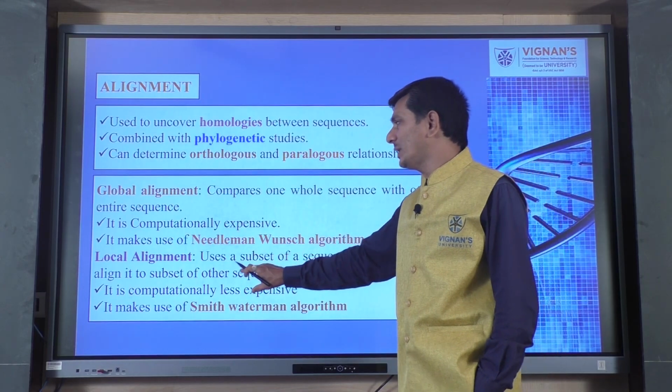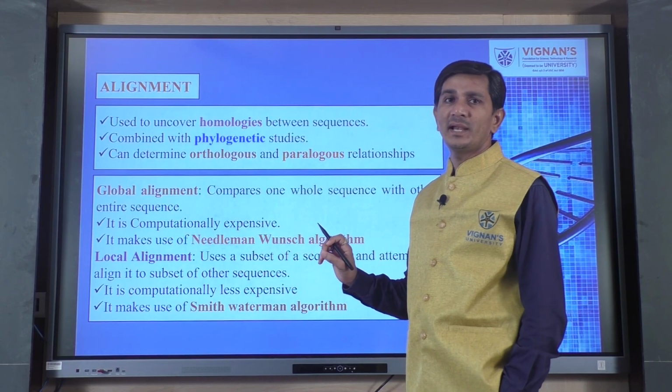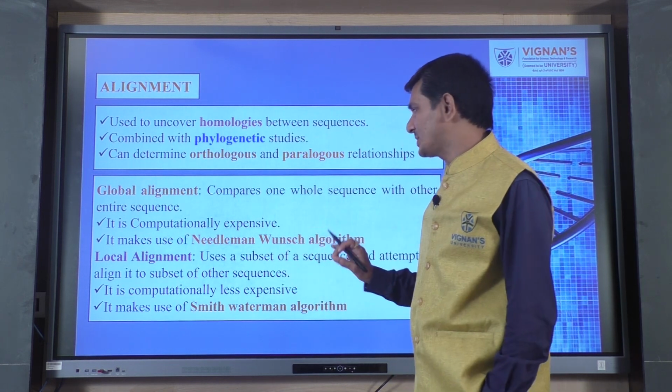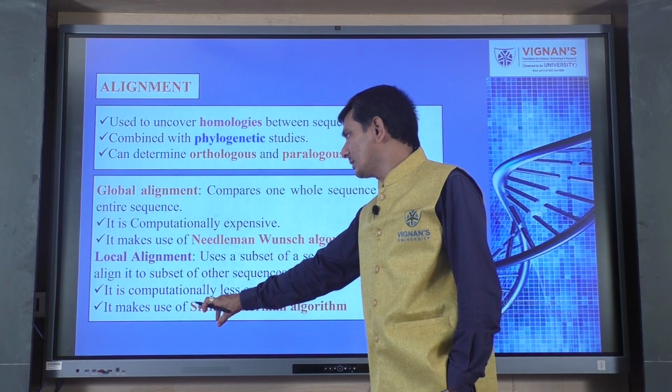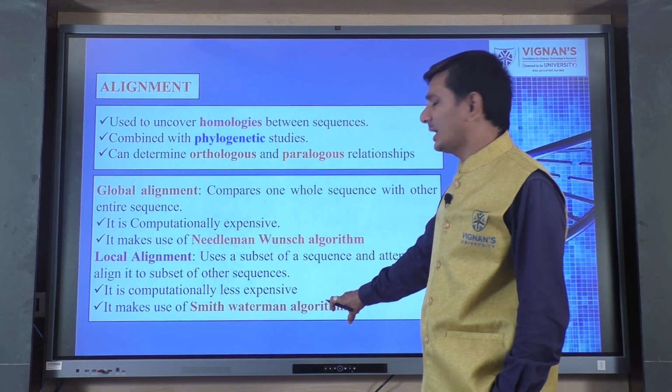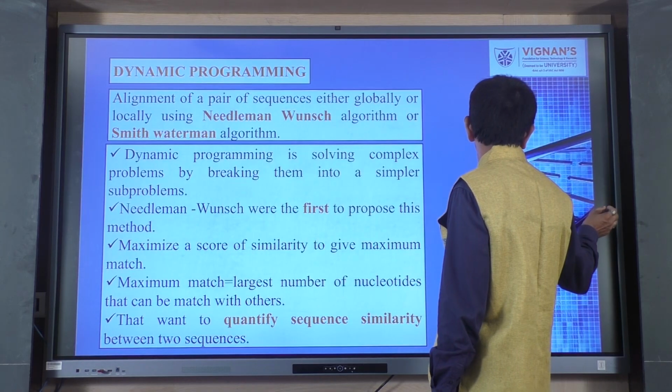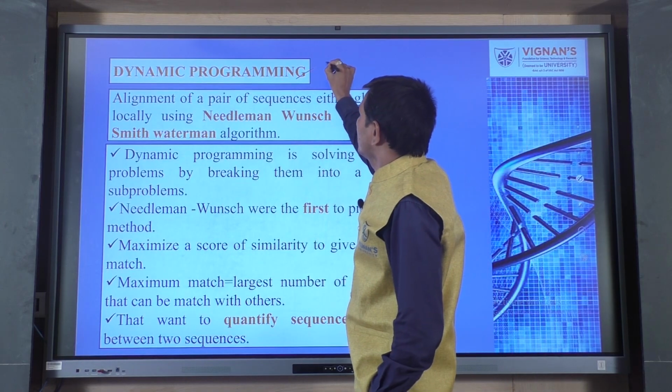Coming to the local alignment, local alignment is defined as alignment of a pair of sequences along their conserved regions, and local alignment makes use of the Smith-Waterman algorithm. Coming to dynamic programming, what is this dynamic programming?